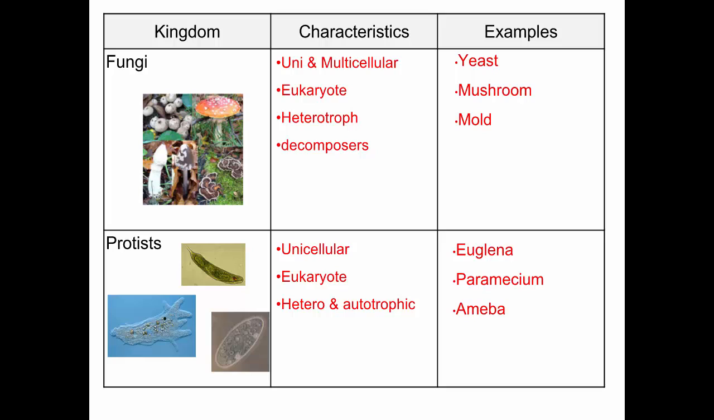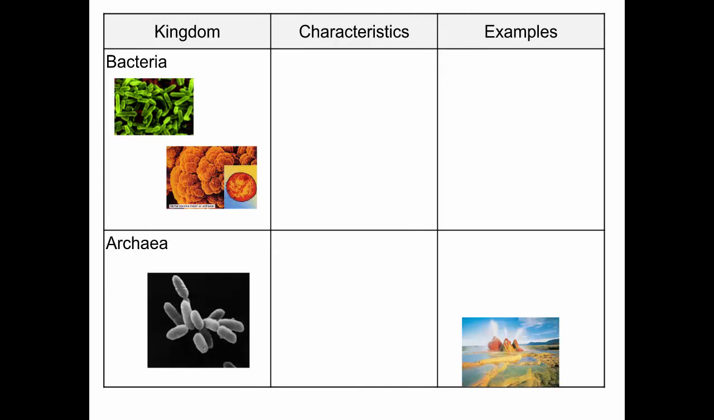And these are probably the kingdoms you're least familiar with. So yeah, bacteria and archaea. So bacteria, what would you say about the number of cells? What's the word we use? Unicellular. Bacteria are unicellular. And they are actually prokaryotes.